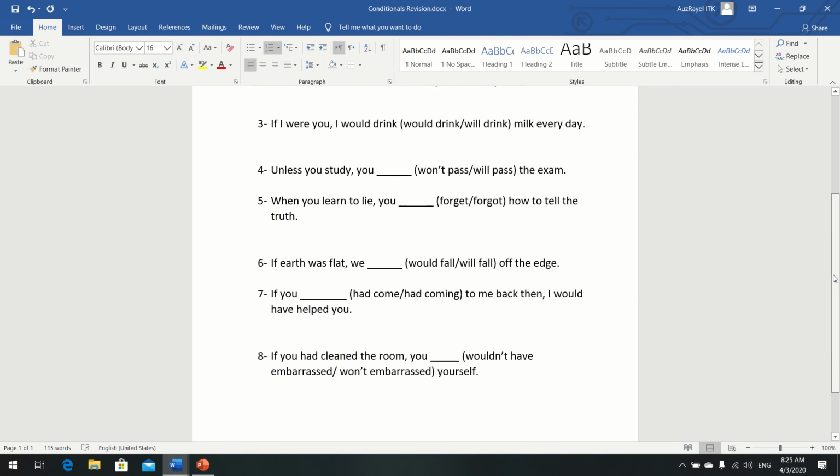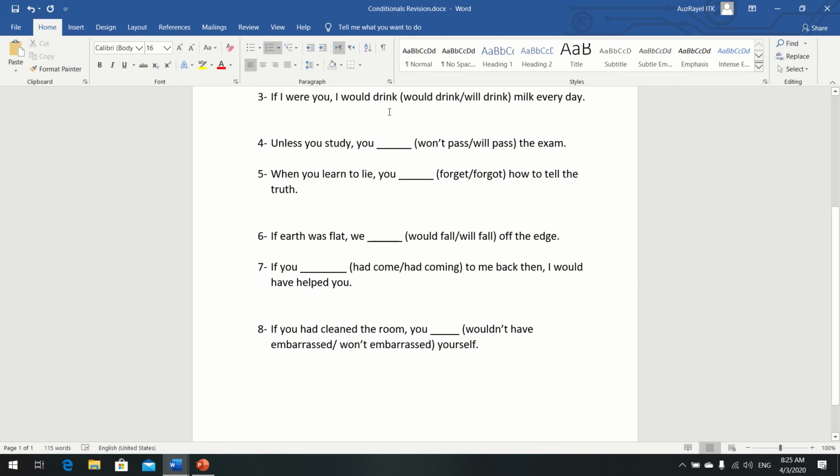Going next to question number 4, it says, unless you study, you won't pass the exam. Won't. The reason for choosing won't pass here is, first, unless is the negative form of the if clause in type 1. So if you don't study, you will not pass the exam. This is what this sentence means.